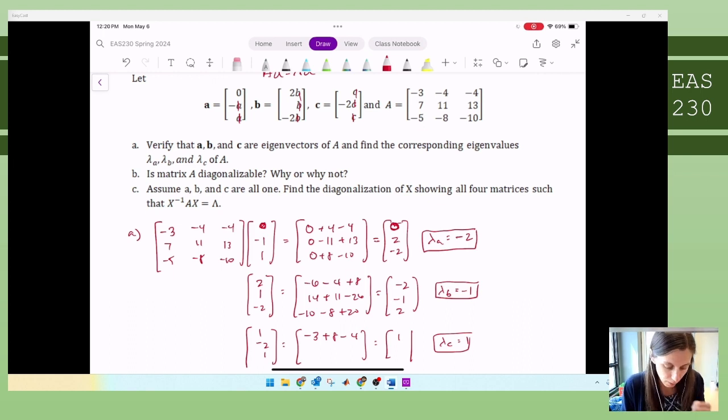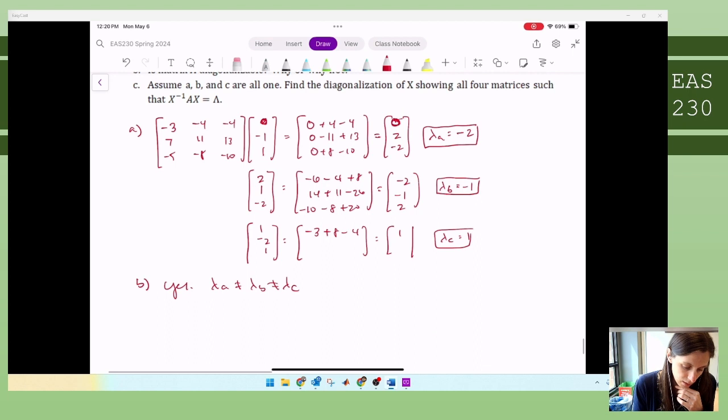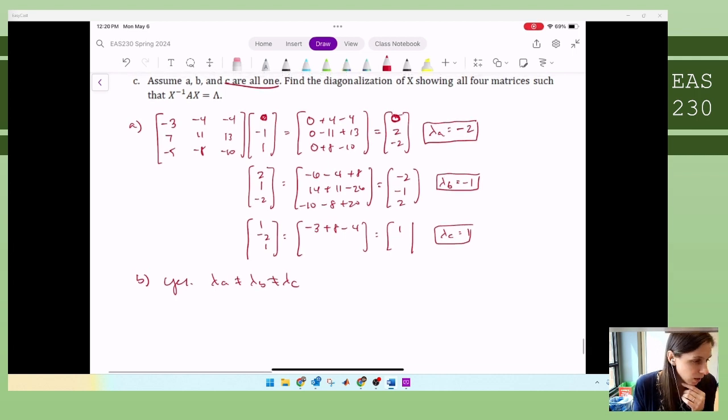Yeah. Okay. So number 1, B: is the matrix diagonalizable? Yes, same thing. Lambda A is not equal to lambda B is not equal to lambda C. And then C, assume A, B, and C are all 1. Find the diagonalization of A showing all 4 matrices. Okay, so I need to find all 4 of these matrices. So first, A is already given to me. Check. X is going to look like this.